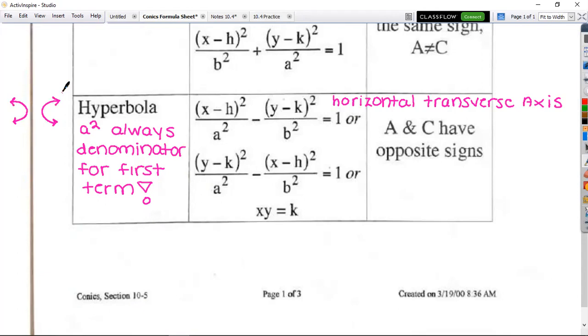And then my other one has a vertical transverse axis. This one is vertical transverse axis, and it's just going to open the other way as well. So vertical transverse axis, and again, it opens like this and like this. So when you go to do your vertices, you're only going to have 2 instead of 4 like yesterday.